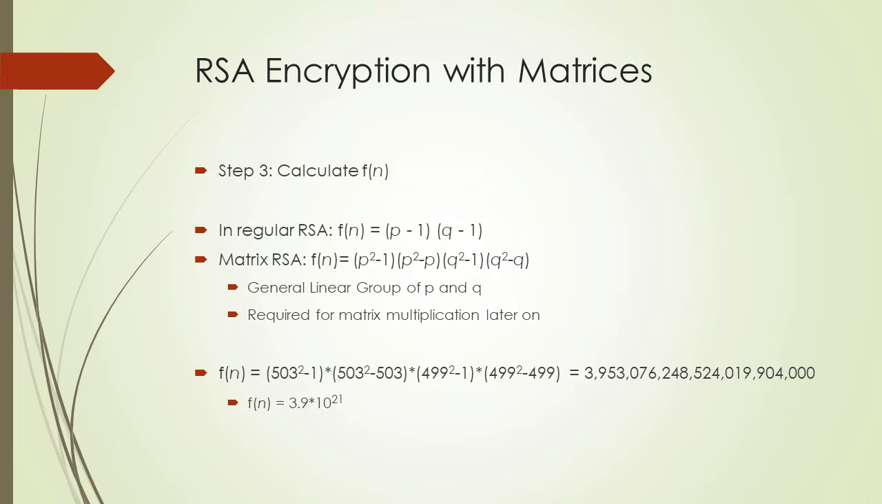So for this, you need to find the general linear group, which will be p squared minus 1 times p squared minus p times q squared minus 1 times q squared minus q. This will generate the very, very large number that you see on your screen, which is just 3.9 times 10 to the 21st, without having to read off a very large number in detail. It's rounded, but you have to have the full value to be able to encrypt and decrypt. If you don't, then you won't get the right value.